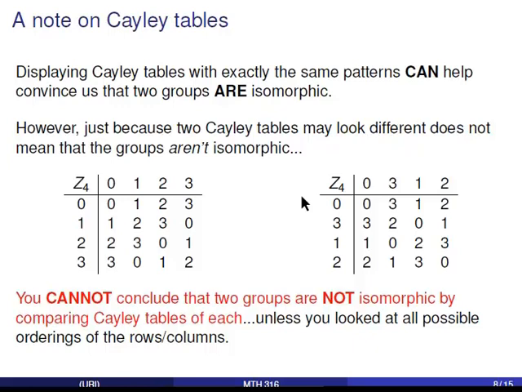Let's take a look at an example. As we've mentioned before, each group is isomorphic to itself, so Z4 is certainly isomorphic to itself.